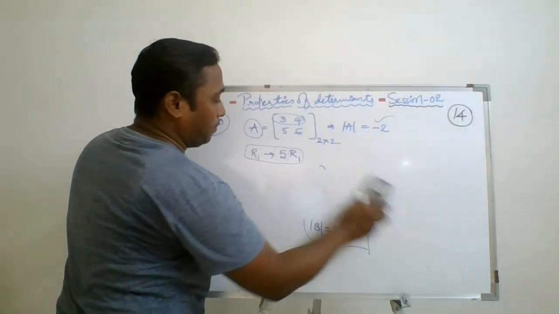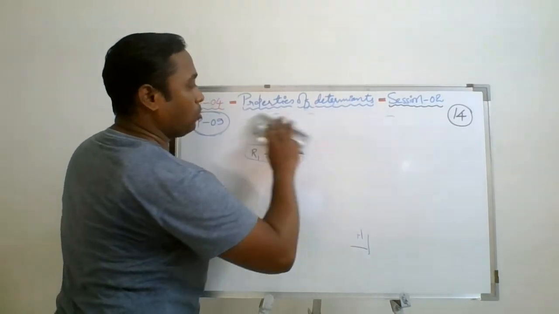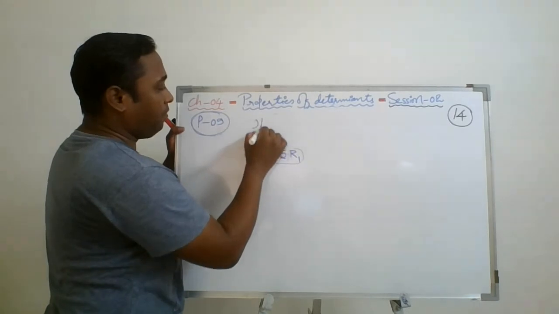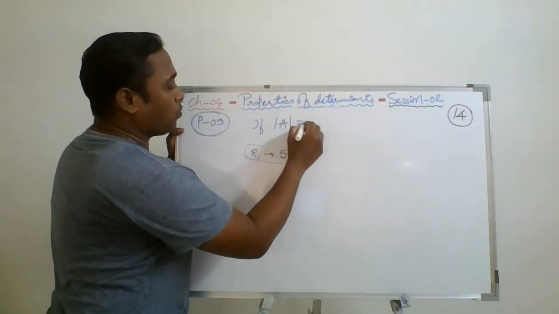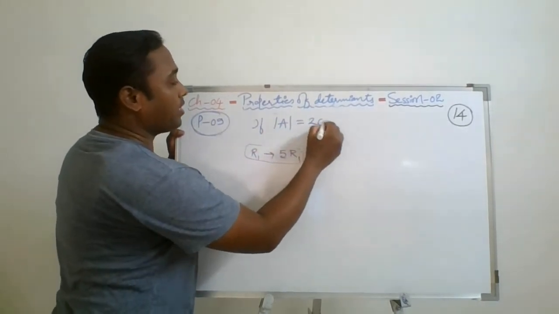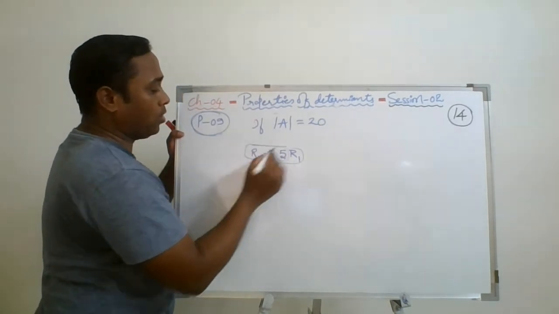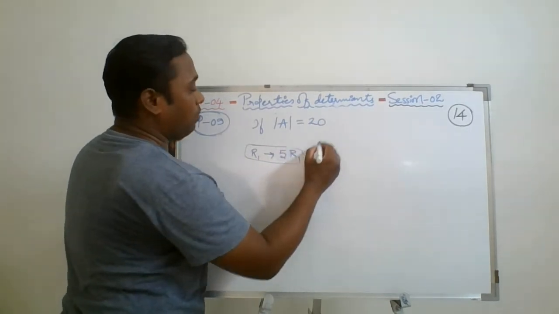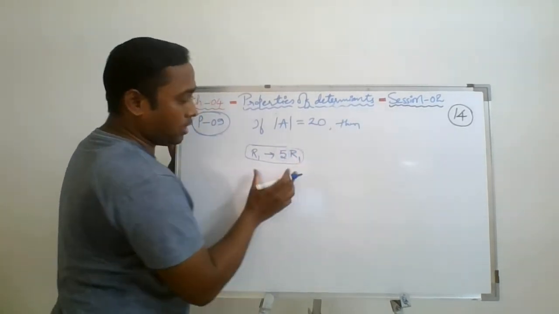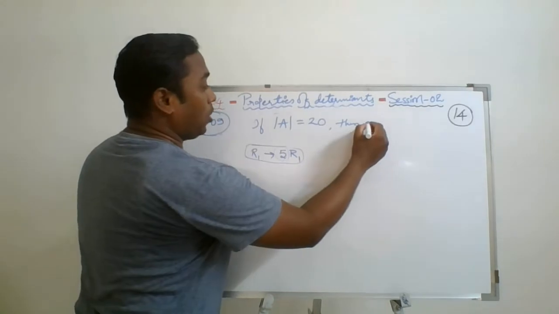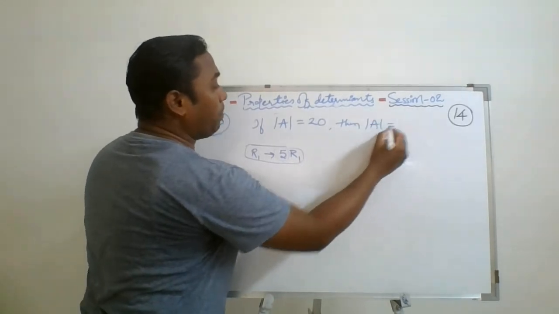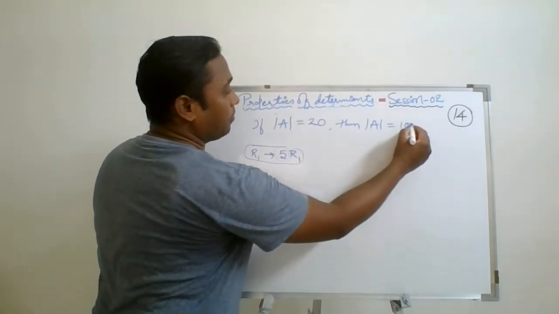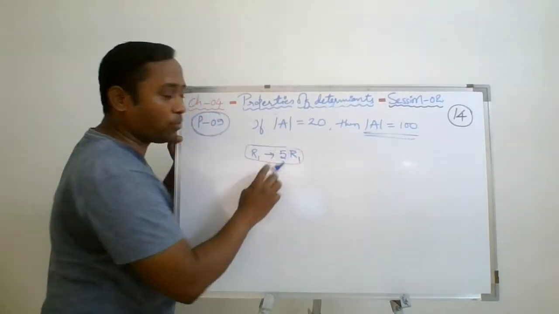Right? See, without showing the elements of the matrix, to understand this property: if the determinant of a square matrix is 20, and now the row 1 elements are multiplied by 5, then what is the value of det A after this operation? It's simply 5 times this value, that is 100. You are using this property.